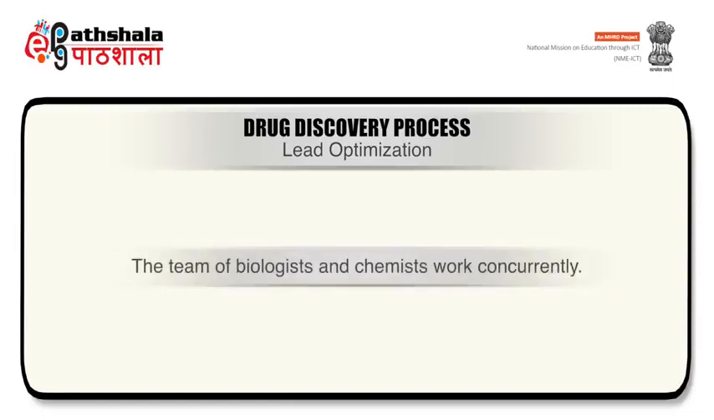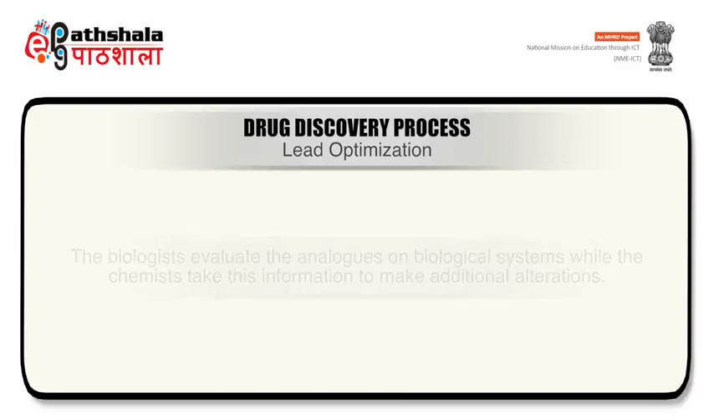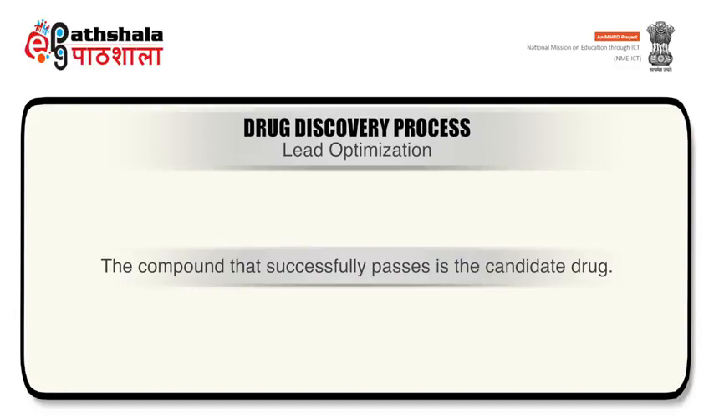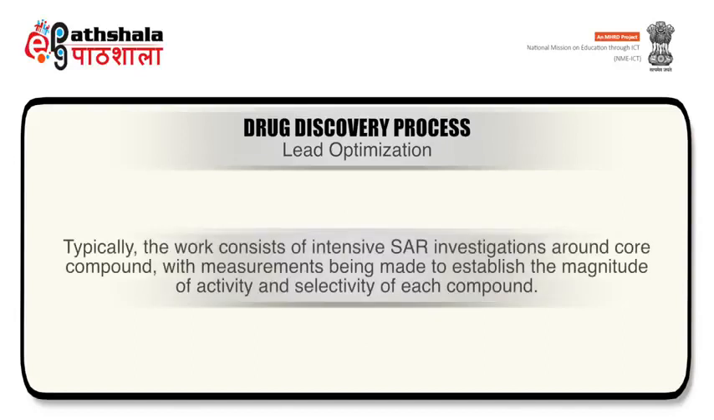The team of biologists and chemists work concurrently. The biologists evaluate the analogues in biological systems while the chemists take this information to make additional alterations. The compound that successfully passes is the candidate drug. Typically, the work consists of intensive SAR investigations around a core compound, with measurements being made to establish the magnitude of activity and selectivity of each compound.